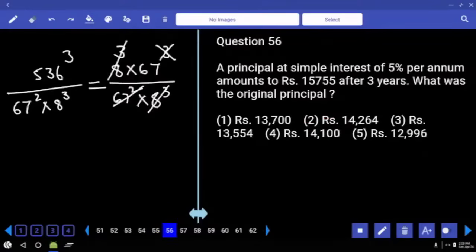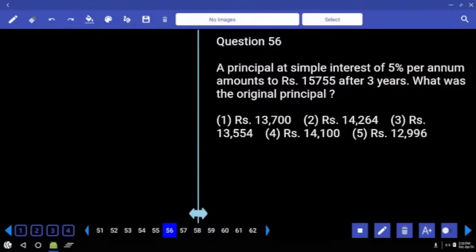Principal at simple interest of 5% per annum amounts to 15,575 after 3 years. What was the original principal? We were asked to calculate 100% value. What is per year interest? For how many years we were given? For 3 years it will be 15% interest.